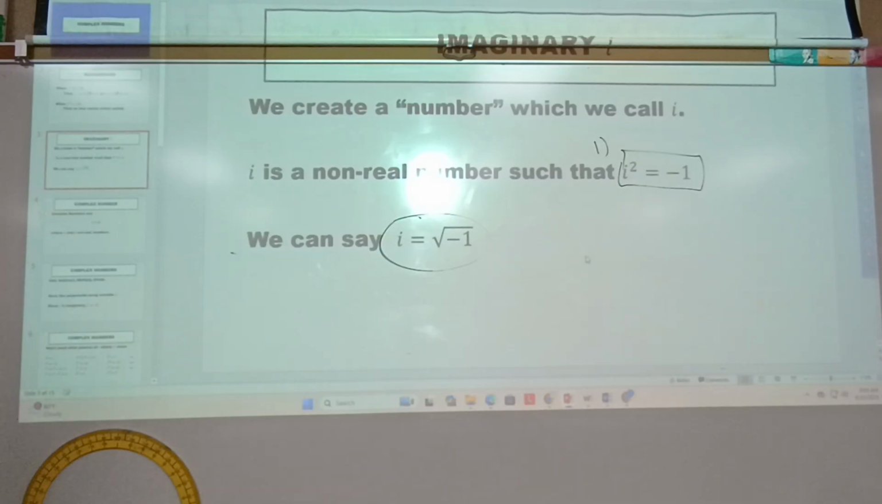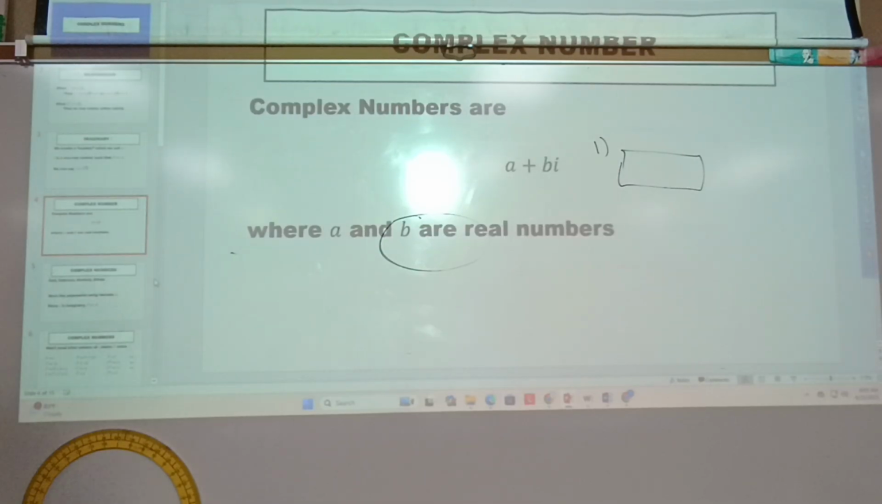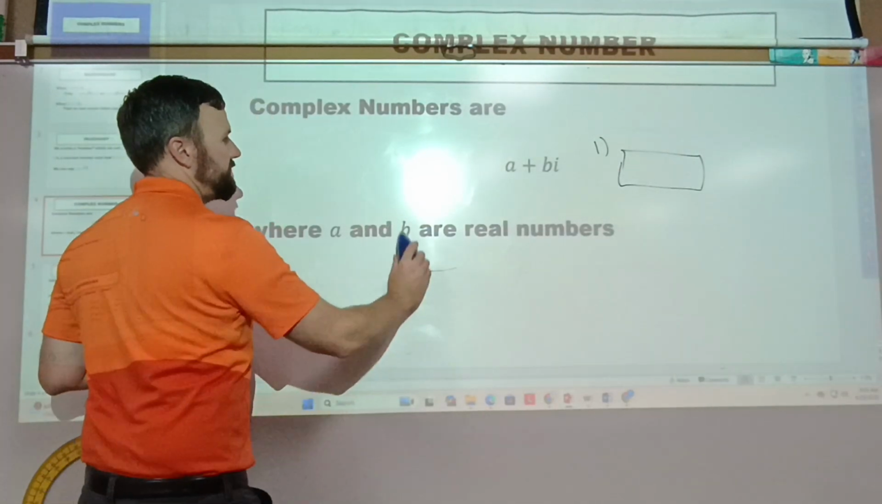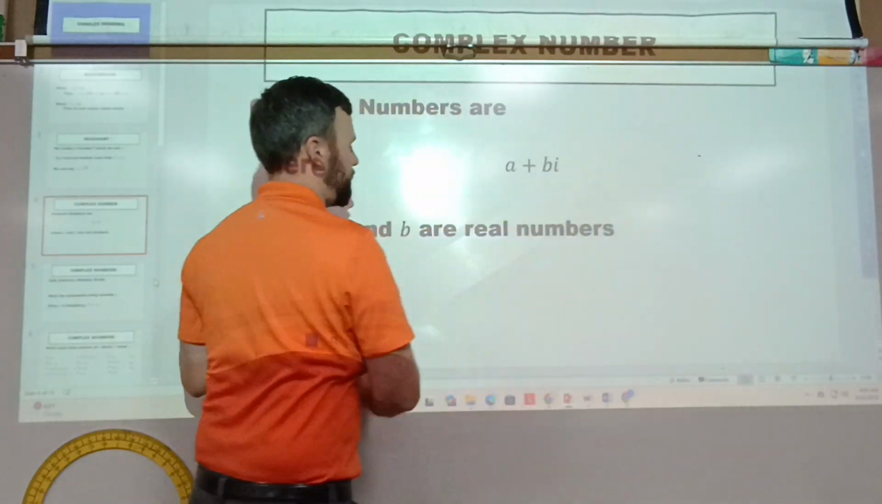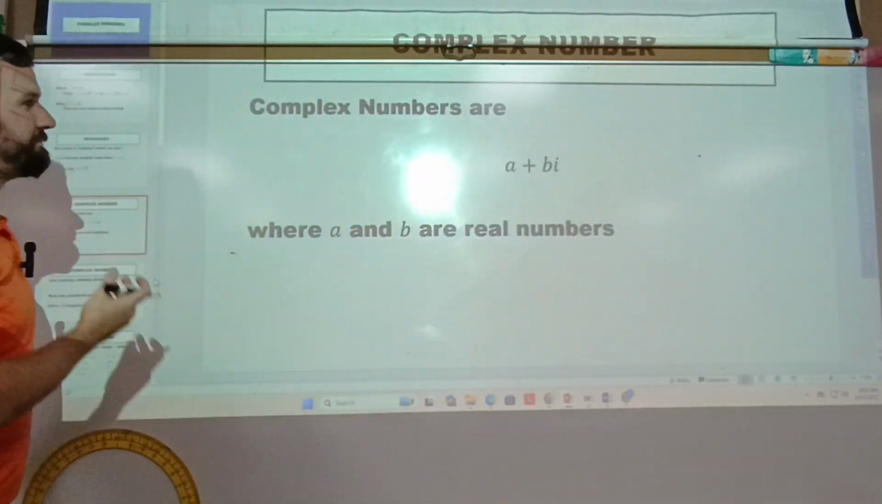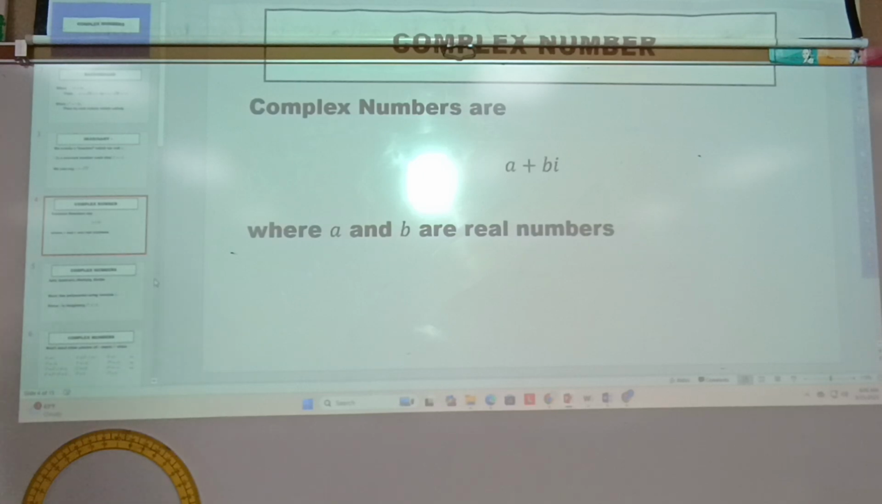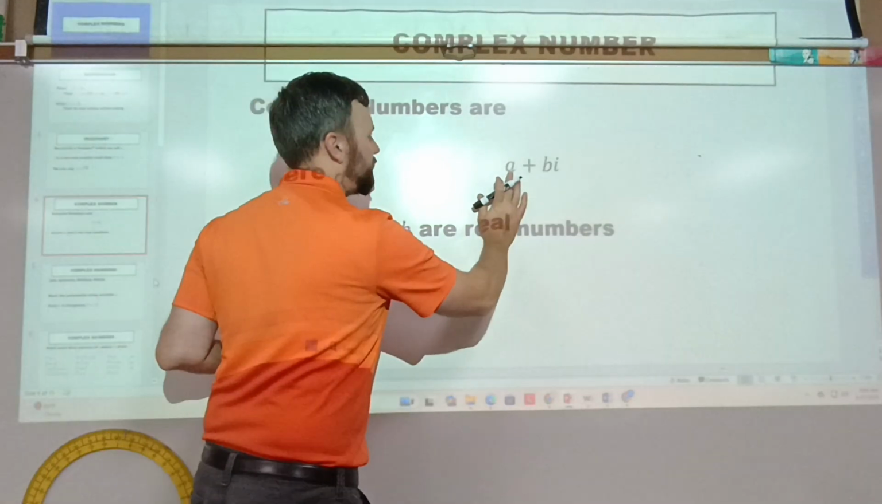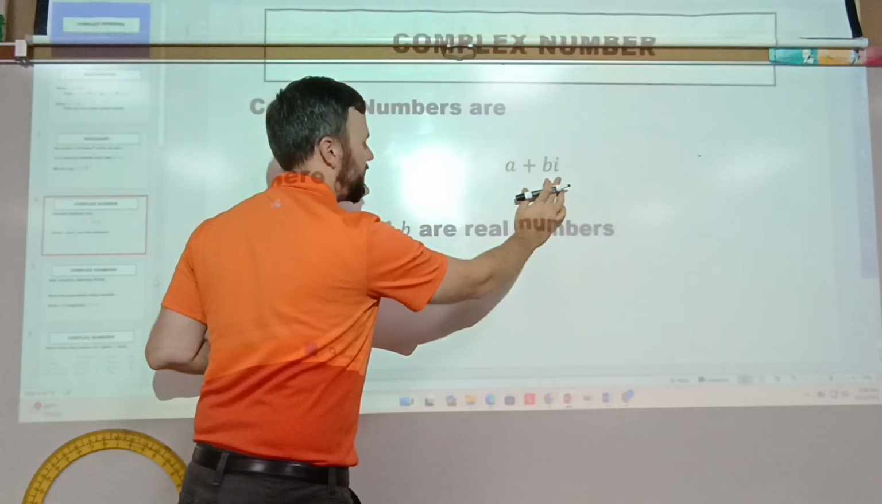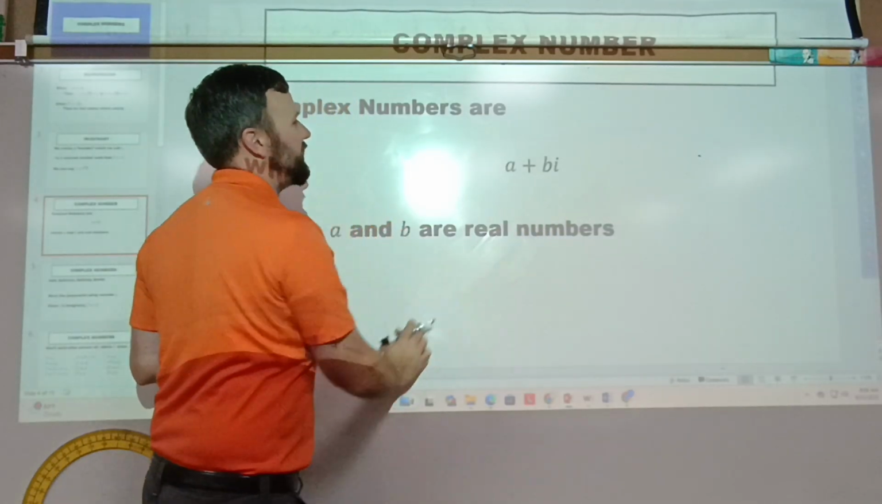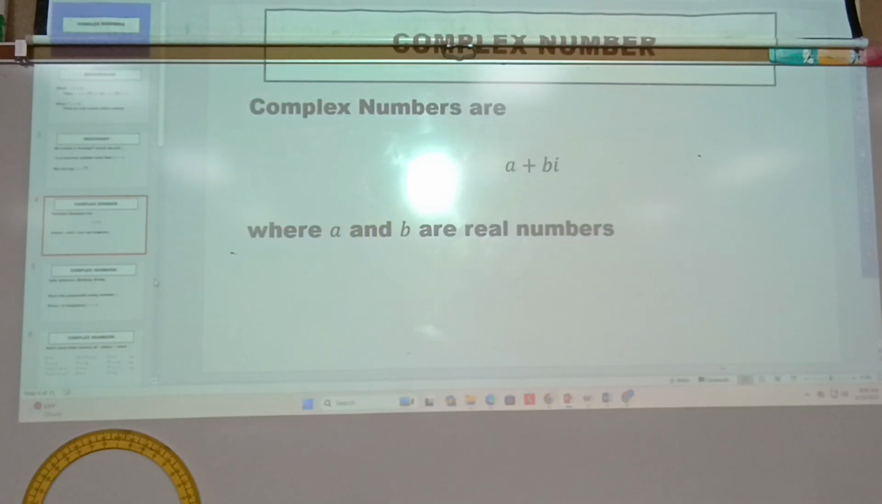All right. That's pretty much the nitty-gritty. So a complex number has both an i and not an i. So a real number plus a fake number. A real plus imaginary is complex. It's like me and my friends.